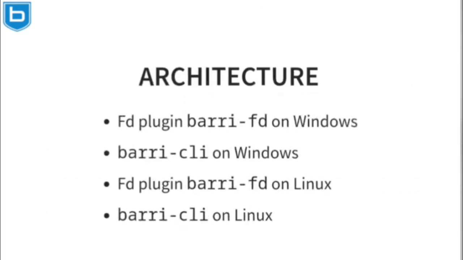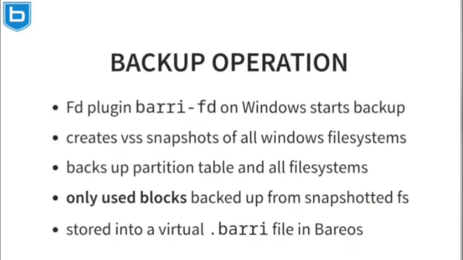So the Bareos system has an architecture consisting of different parts. We have a file daemon plugin for Windows running on Windows. We have also a command line tool for Windows. We also have a file daemon plugin for Linux and also a command line tool for Linux. And why this is the case, I would like to explain next. So the backup operation requires a running Windows system because we rely on the VSS snapshots to be able to back up everything that's currently active on a Windows machine.